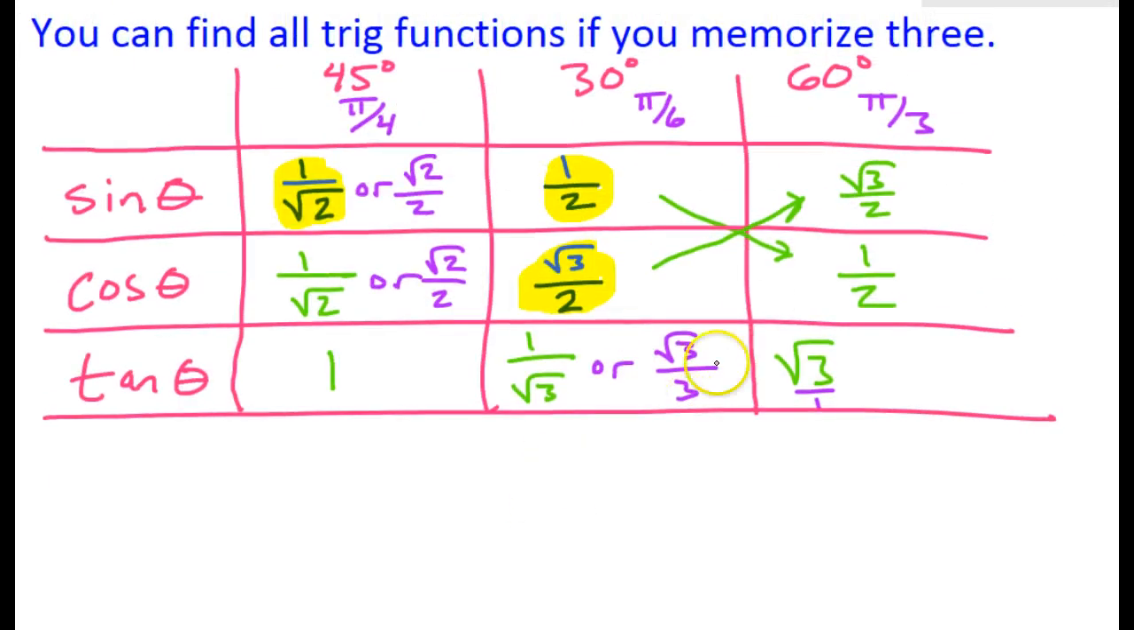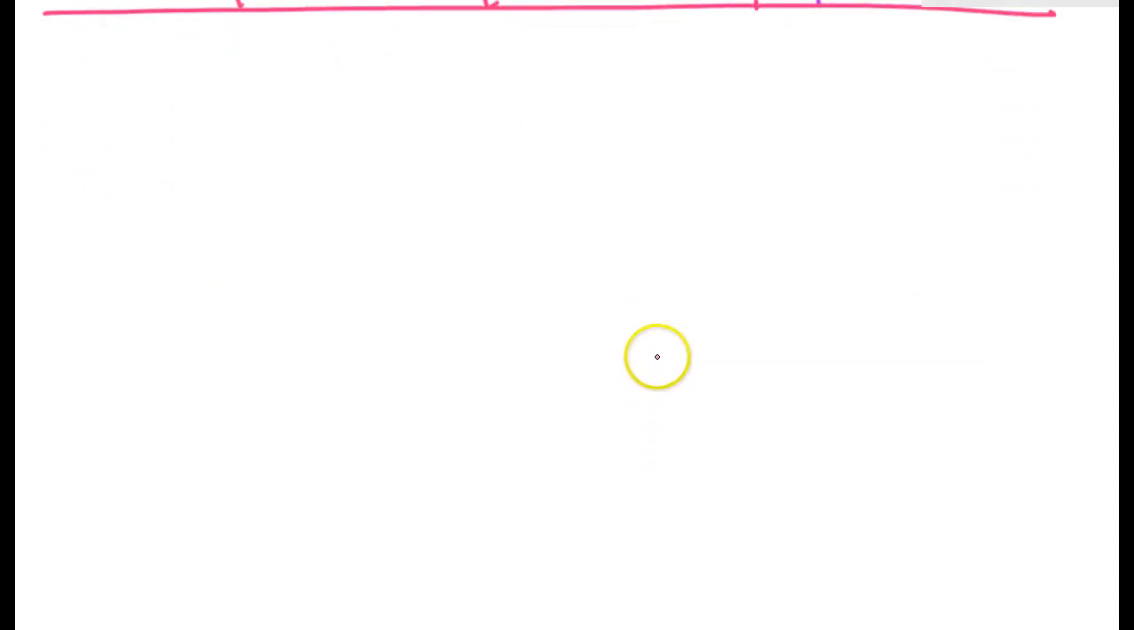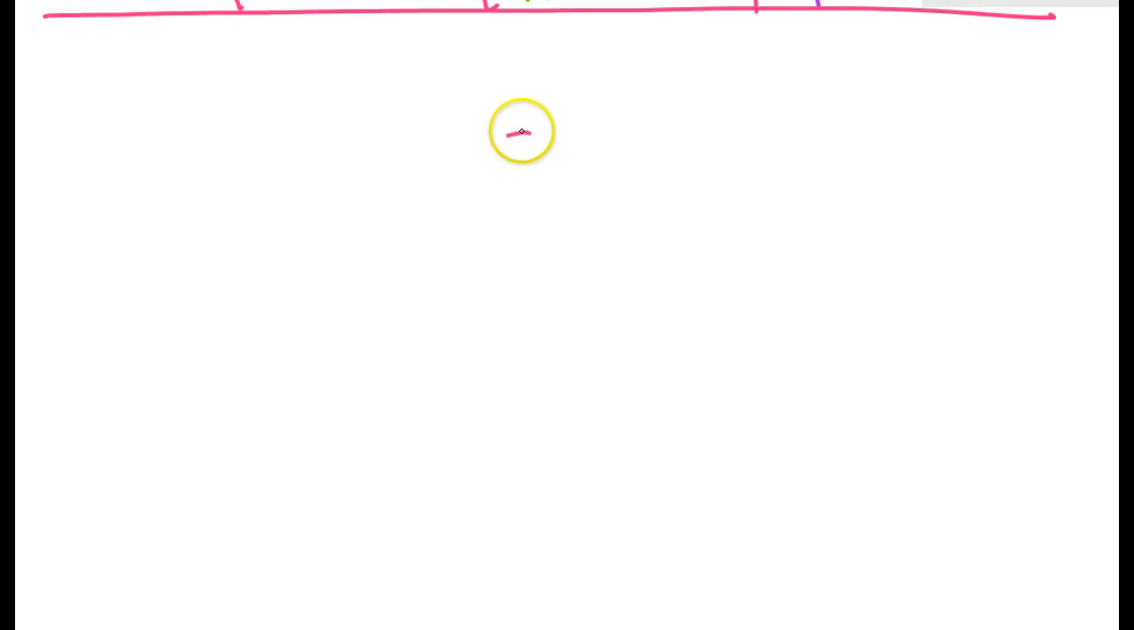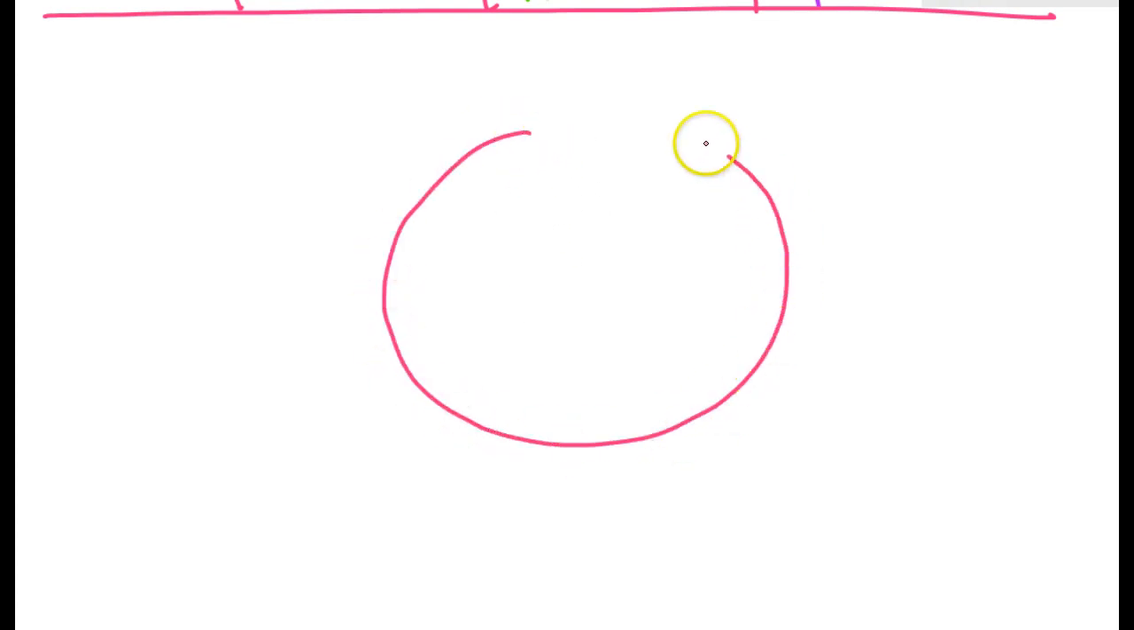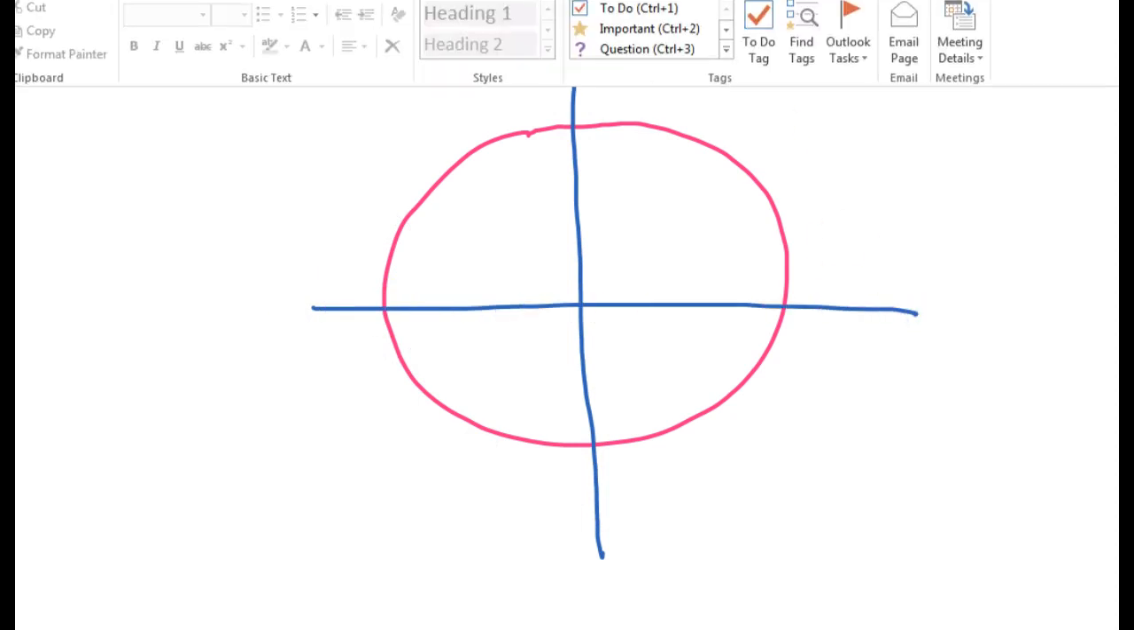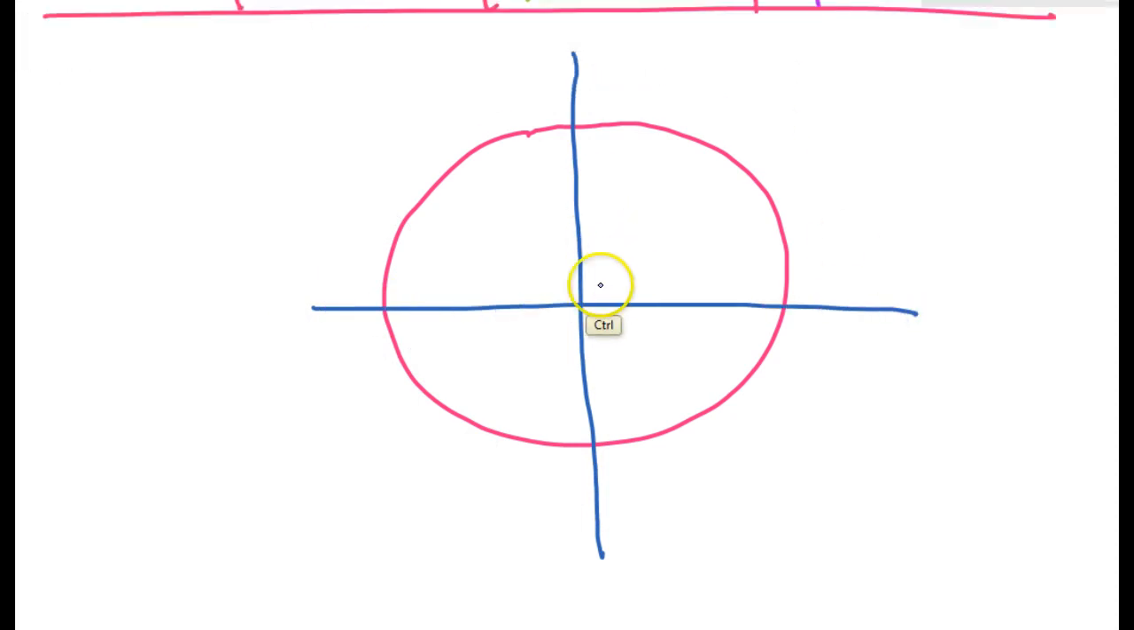Alright, so for this video I'm going to assume that you can generate a chart like this in about 30 seconds. Now, the unit circle is just a circle that has a radius of 1. So here's my circle. I'm going to go ahead and put the y-axis and the x-axis like this. The radius is 1. So just keep that in mind. So here's a radius, and I know that's going to be 1.